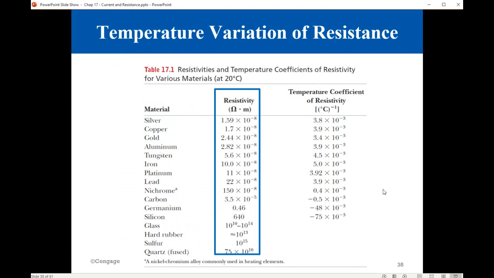In this table, we list the resistivity for some common conductors. As I pointed out earlier, the order of magnitude for conductors is 10 to the minus 8. For semiconductors like silicon and germanium, you have these numbers. For insulators, you have 10 to the 16, 10 to the 15. So you have this wide range of variation between good conductors and good insulators, and semiconductors are in between.